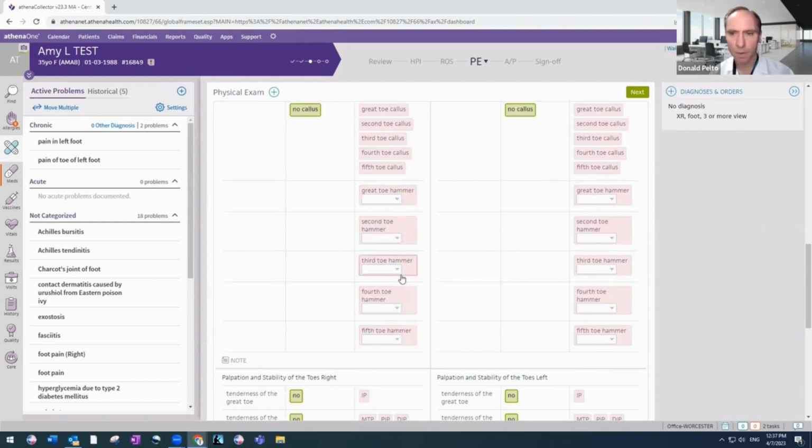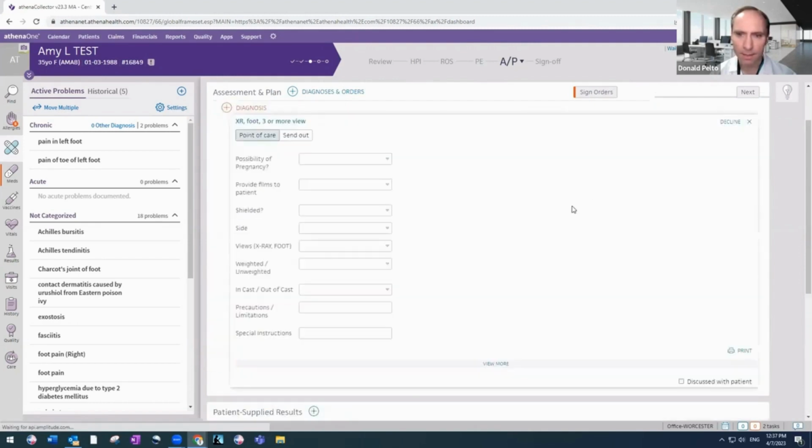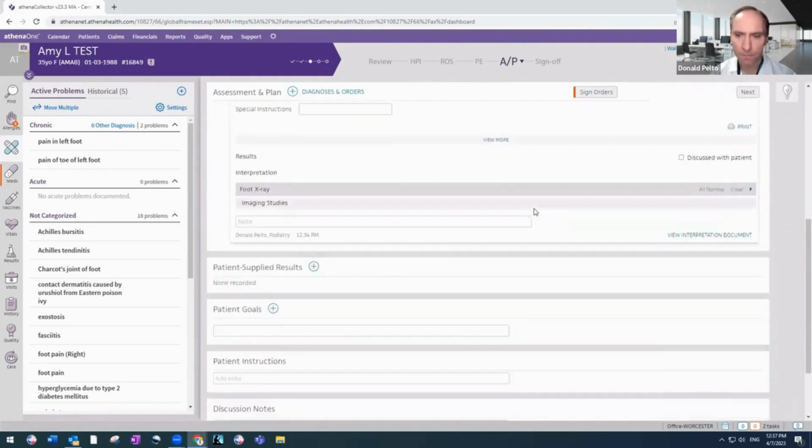And so specifically what I want to show is what happens when we see a patient on the physical exam, we put in there what they have. If it's a bunion, if it's a hammer toe, if it's a painful metatarsal head, what they have. And then in this area under the assessment and plan, we put in the diagnosis for that condition. And then many times we're getting an X-ray, and this is specifically what I want to show.